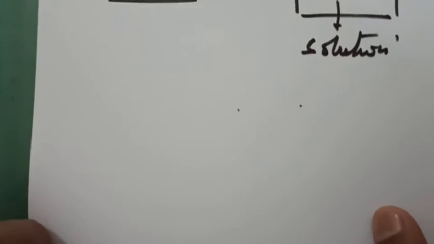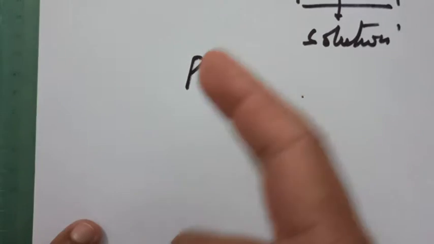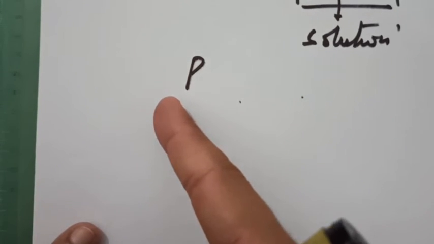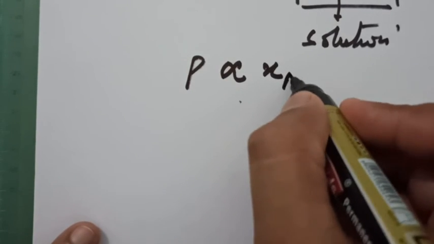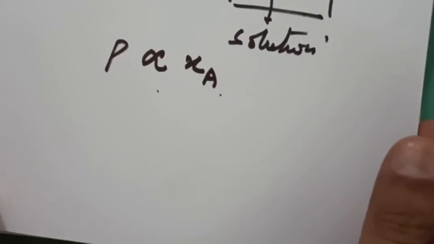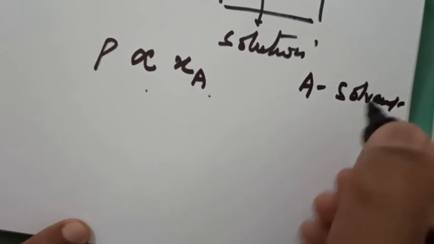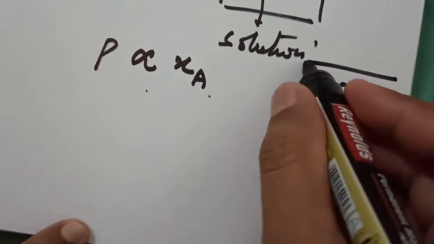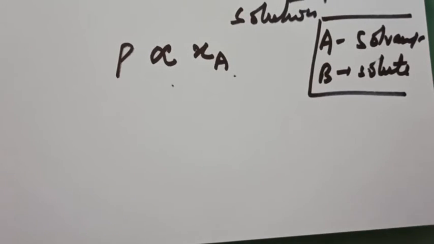So mathematically we will express it like this: P is the vapor pressure of the solution, and it is directly proportional to the mole fraction of solvent, because A is always considered as solvent and B is always considered as solute. A always denotes the solvent and B always denotes the solute. We have done this before, but I am telling you again for knowledge, just to remember it. Okay, clear.